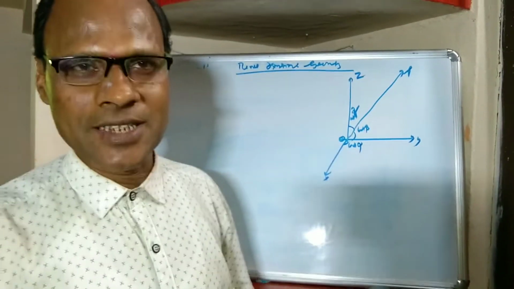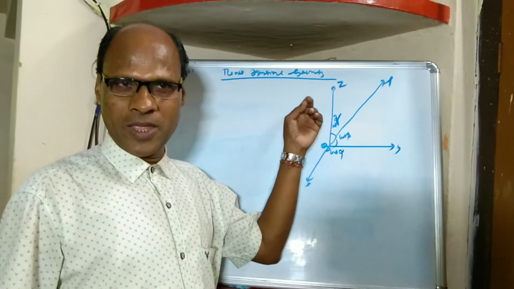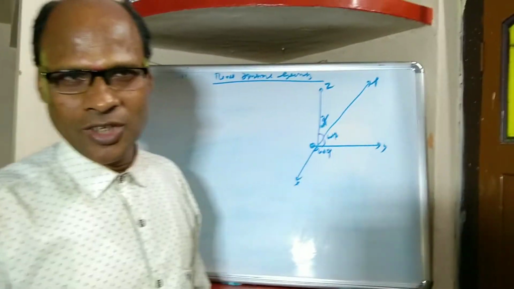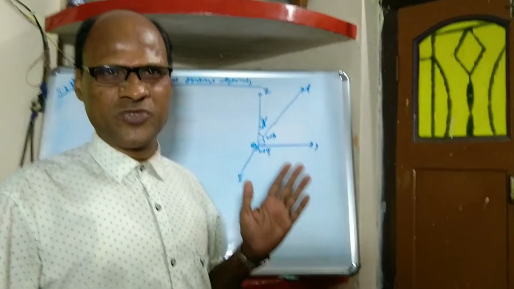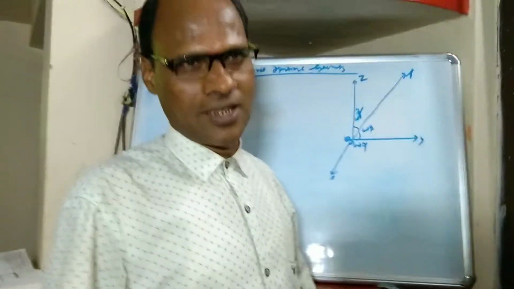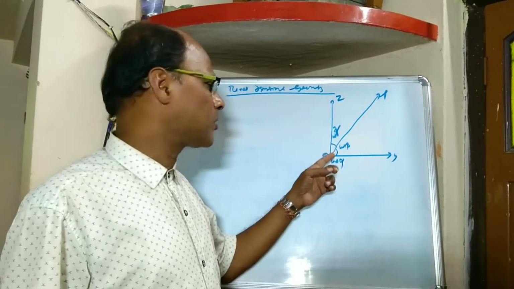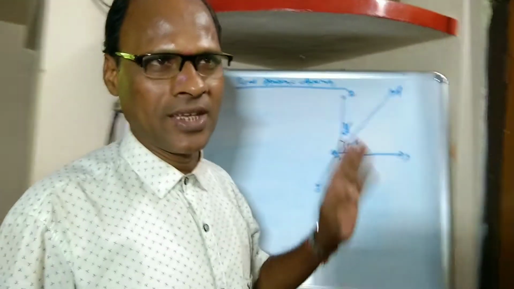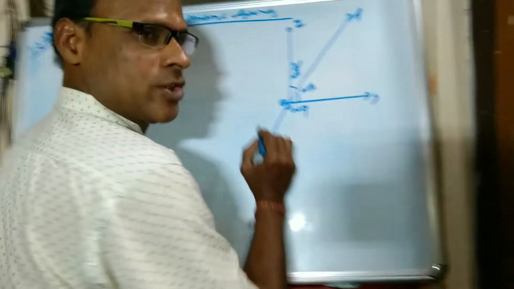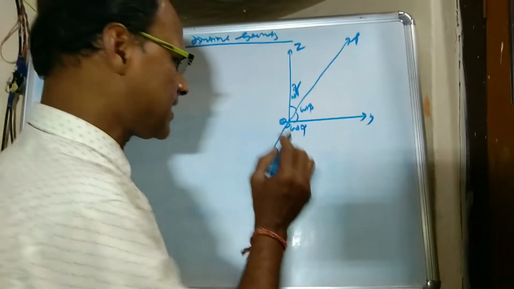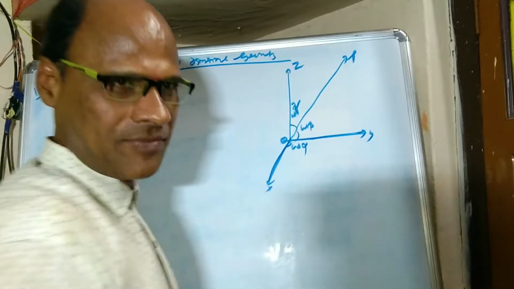Today we shall discuss something about three-dimensional geometry. Previously we learned about the geometry in the plane, the XY axis geometry. Today we shall discuss three-dimensional geometry. In 3D geometry there are three axes coinciding: x axis, y axis and z axis.